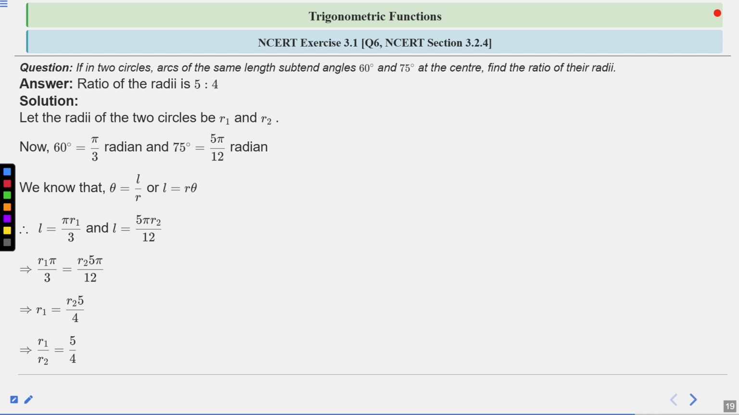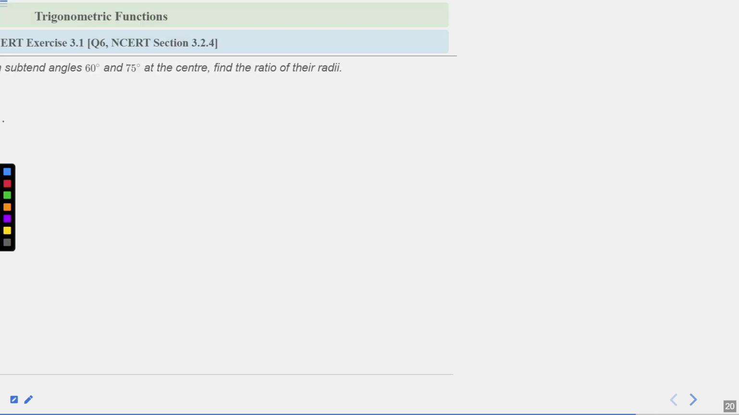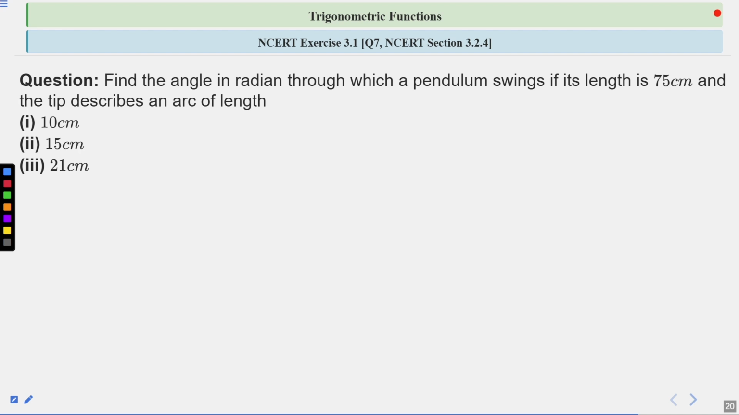Let us move to the next question. Find the angle in radians through which a pendulum swings if its length is 75 centimeter and the tip describes an arc of length, first part 10 centimeter, second part 15 centimeter, and third part 21 centimeter. You have some time to solve or think about this question. After that we'll move to the solution part.